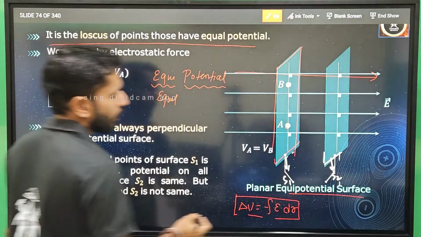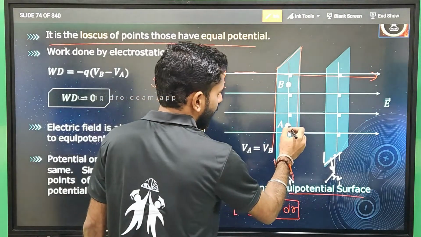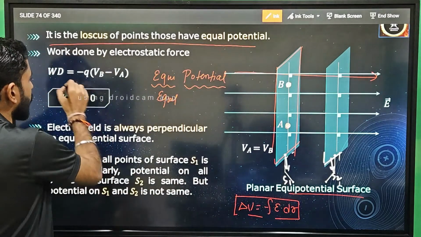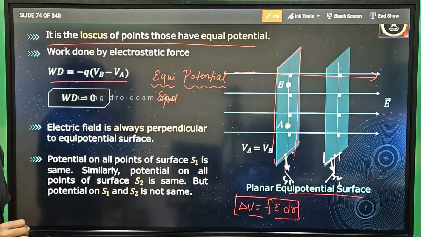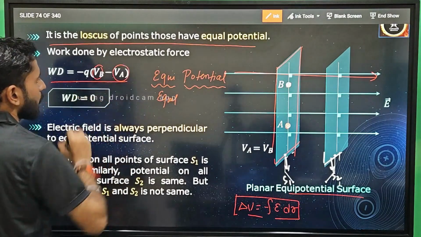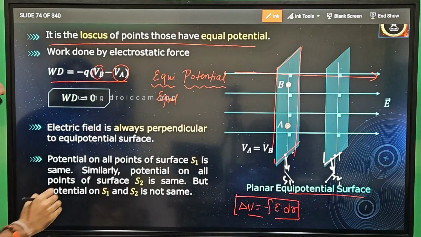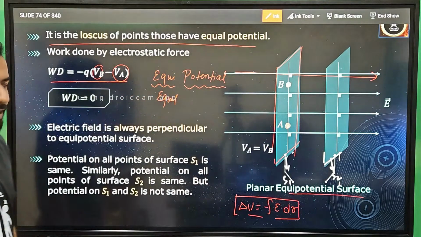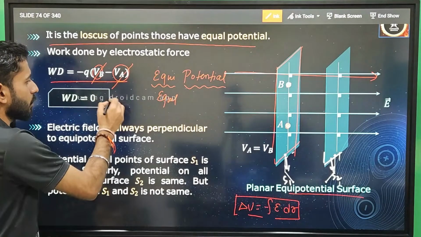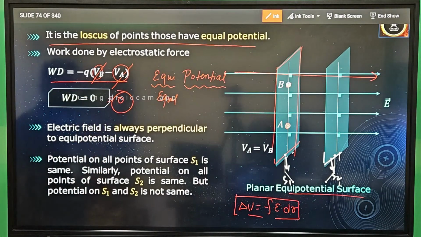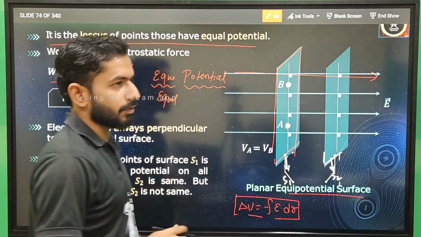So if I ask you, if I take a charge from point A to point B, what will be the work done? Work done is equal to Q into delta V, that means Q into (VB minus VA). Now what can you say about VB and VA? Can you say both of them are equal? If they are equal, both will cancel each other and the final work done will be equal to 0. Correct?